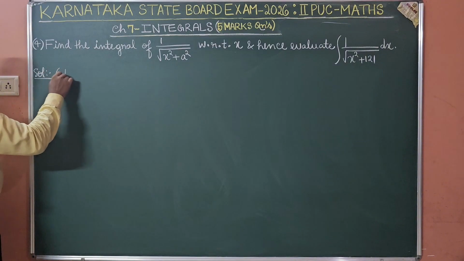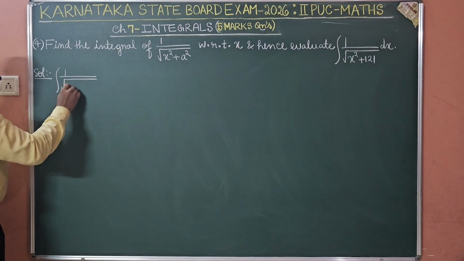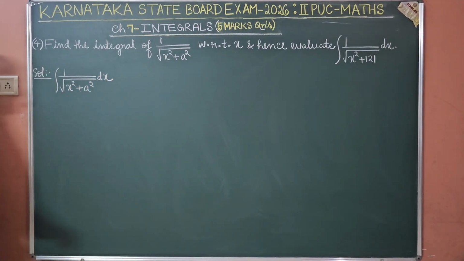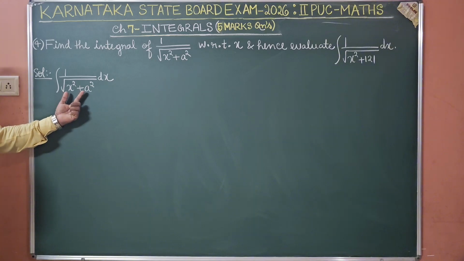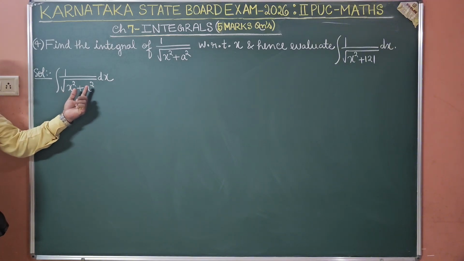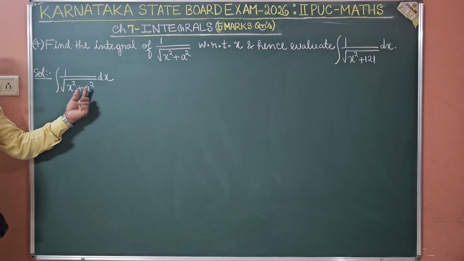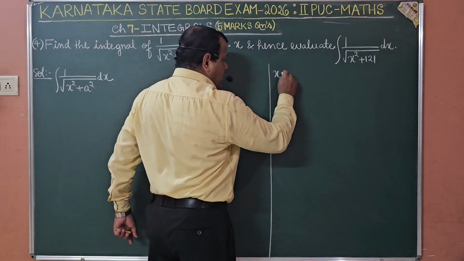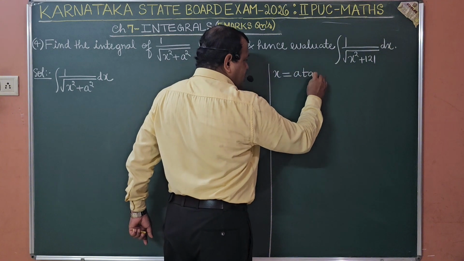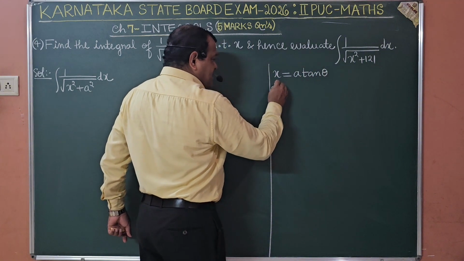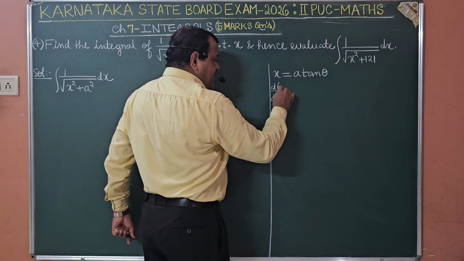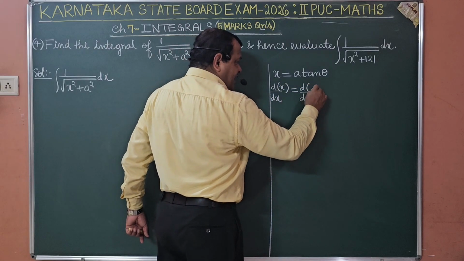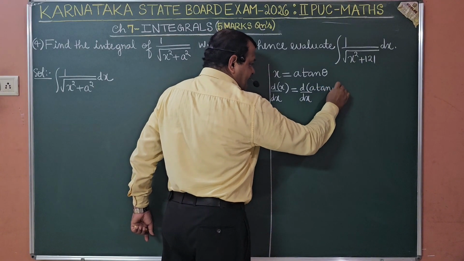Say the integral of 1 by square root of x square plus a square dx. In the previous exercise, I said whenever square root of x square plus a square, or simply x square plus a square, is present, we put x equal to a tan theta. Differentiate with respect to x. So d by dx of the left hand side x is d by dx of the right hand side a tan theta.